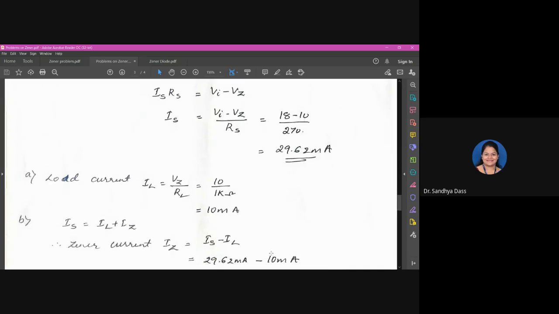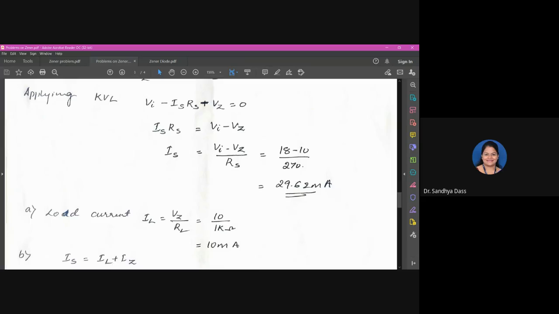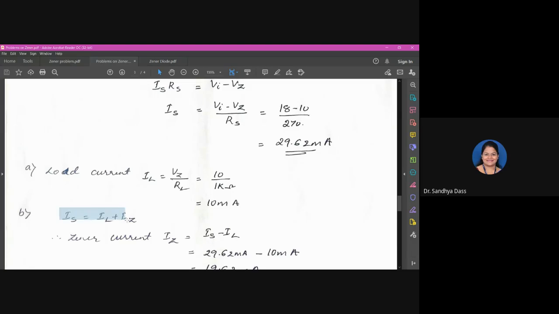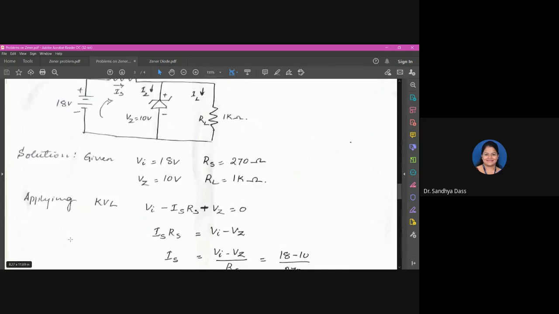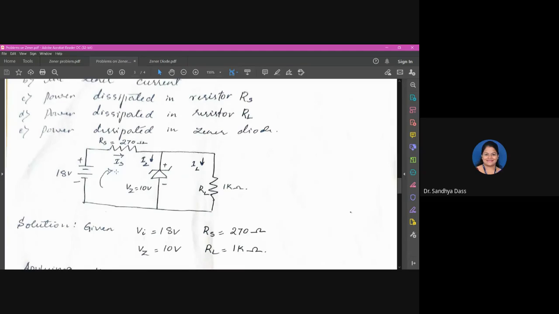Load current is 10 milliamps. So to find the Zener current, you need to check this equation, that is KCL: I is equal to IL plus IZ. In this, to find Zener current, you should also know IS. So for that, first calculate IS by applying KVL in this first loop.